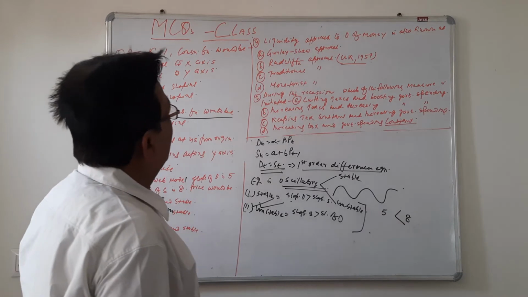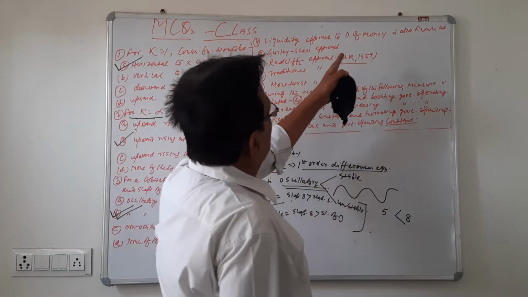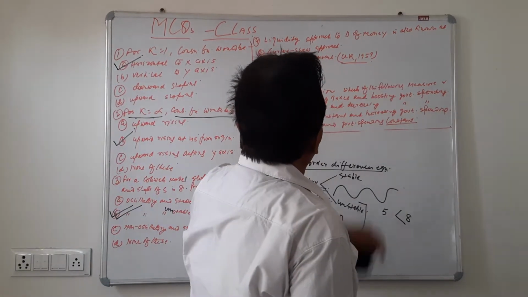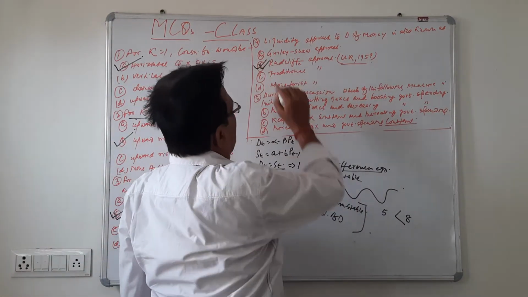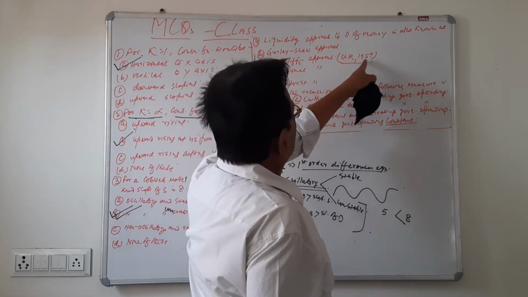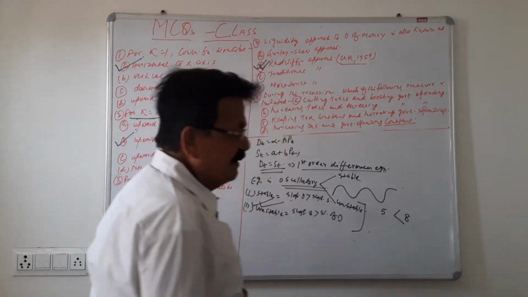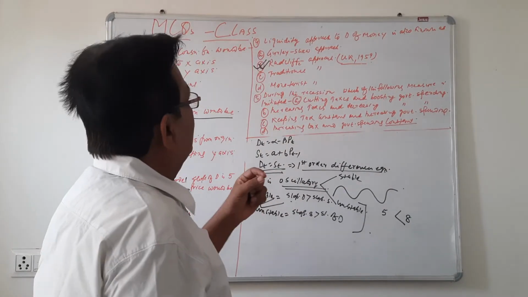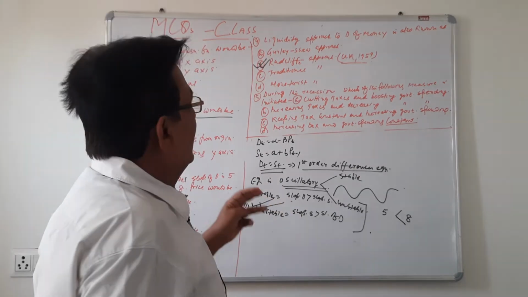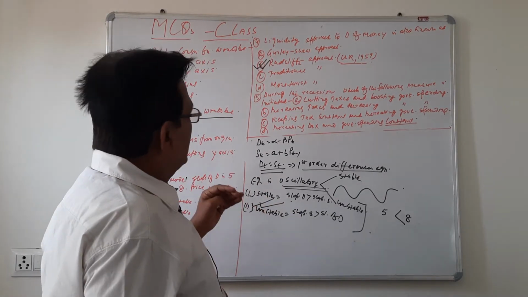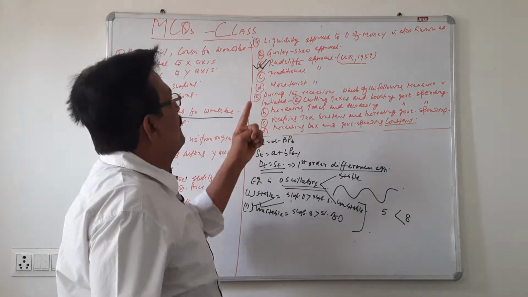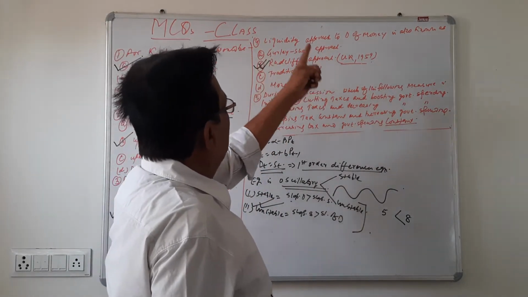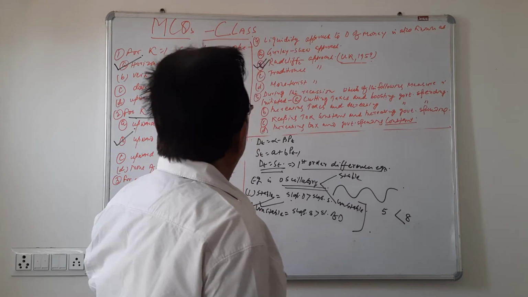Number 4: the liquidity approach to the demand for money is also known as the Radcliffe approach. It was given in England in the year 1959. Originally it was given by Keynes, but with certain modifications it was brought into practice, and in almost all the nations of the world this is being used. So this is known as the Radcliffe approach to the liquidity theory of money.